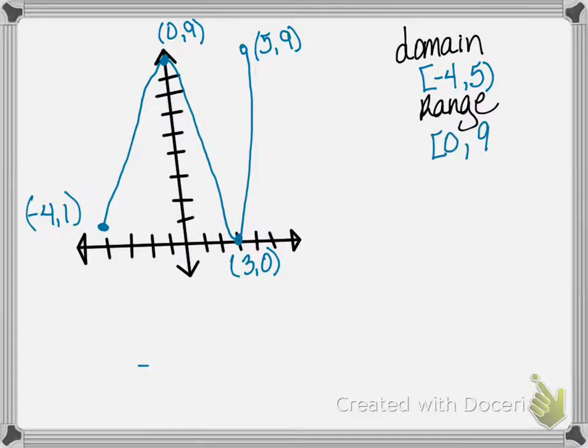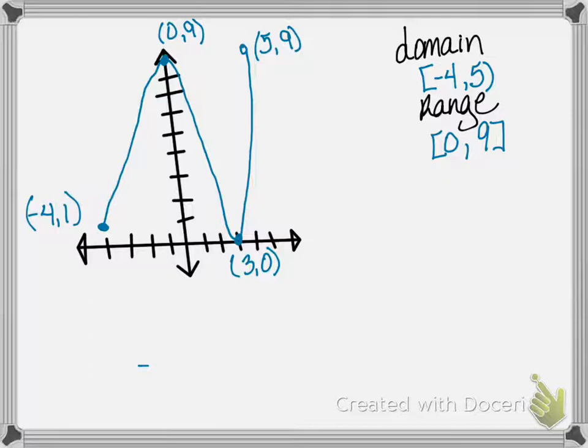Now, this point is open, but this point is closed. So is 9 included in that? Yes. Why? Good, because one of them's closed. If they were both open, then 9 wouldn't be included, but one of them's closed, so you've got to include it. Okay, so that's your domain and range.